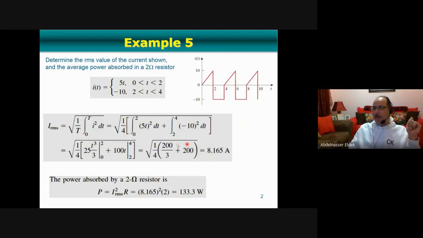If you want to calculate the average power absorbed by a 2 ohm resistor, you can use this formula: I root mean square value, which is 8.165, squared, times R. You can use this formula to calculate the power absorbed in this resistor, the 2 ohm resistor. I root mean square value squared, times R, which is 2. That's it.